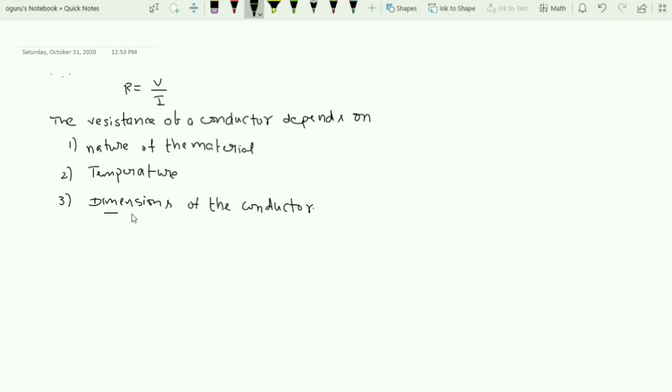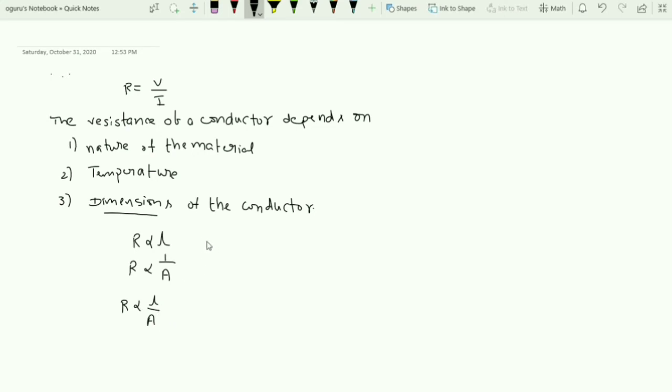Now, if you look at these dimensions of the conductor, the resistance of the conductor R is directly proportional to the length of the conductor. As the length increases, resistance increases. As the length of the conductor decreases, the resistance decreases. And the resistance is inversely proportional to the area of cross section, or proportional to 1 by A. If you write combinedly, that is R proportional to L by A. That is, the resistance is directly proportional to the length of the conductor and it is inversely proportional to the area of cross section of the conductor.